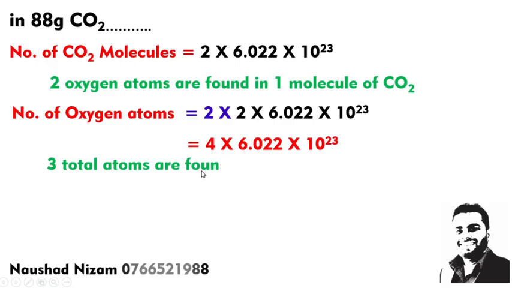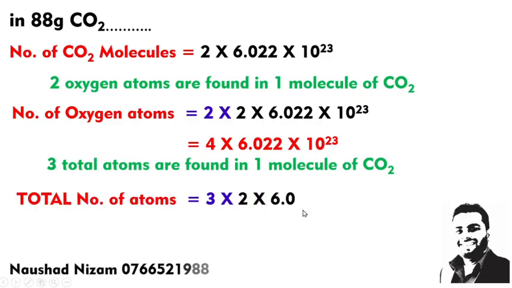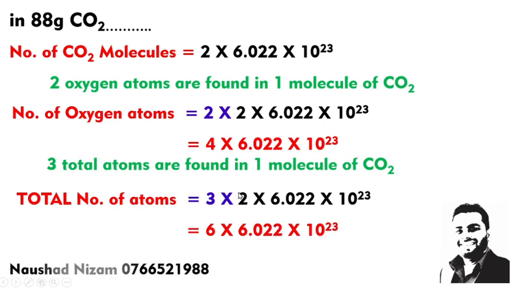Similarly, if they ask for the total number of atoms, we know one carbon dioxide molecule has 3 atoms in total. In 88 grams, you have 2 into 6.02 into 10 to the power 23 carbon dioxide molecules. In one molecule, you have 3 atoms, so you have to multiply this number by 3 to get the total number of atoms.